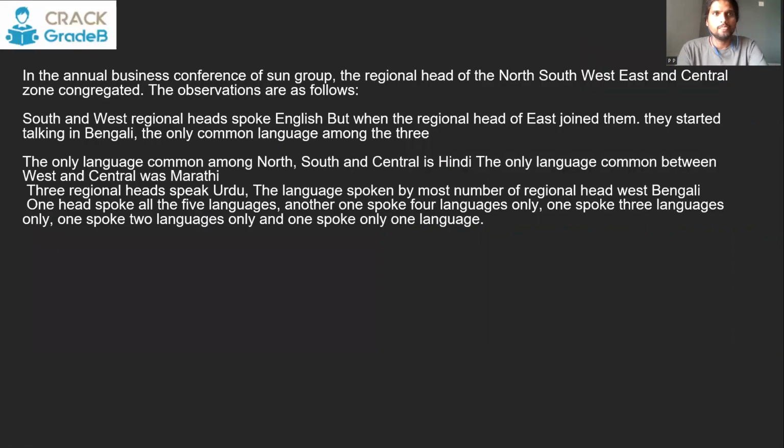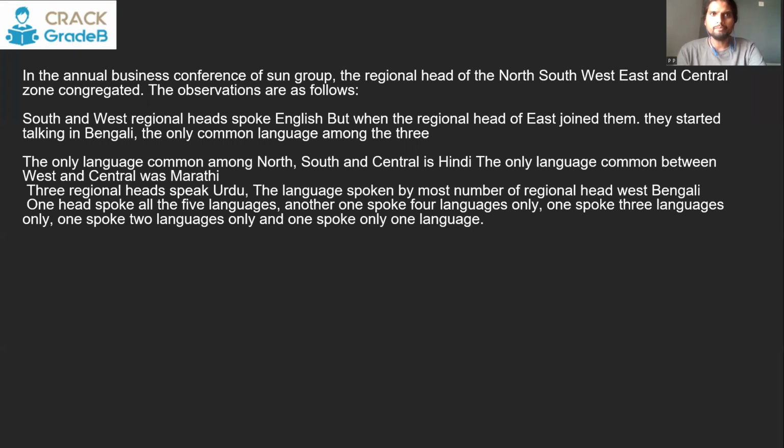Now this is the set. In the annual business conference of Sun Group, the regional heads of North, South, East, West and Central zone congregated. The observations are as follows. South and West regional heads spoke English, but when the regional head of East joined them, they started talking in Bengali, the only common language in the three, and so on. If you observe, the set has 5 regions and 5 different languages: English, Hindi, Bengali, Marathi, Urdu, against which there are 5 regions.